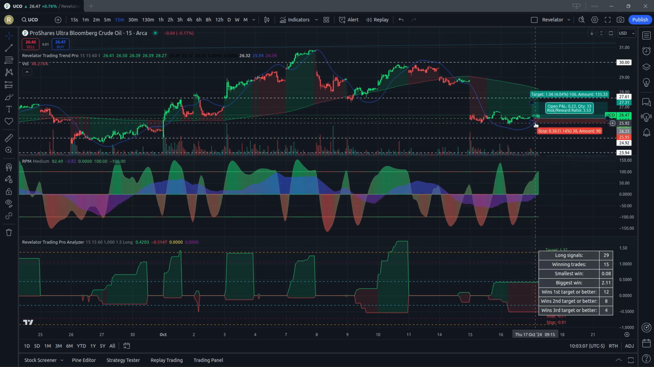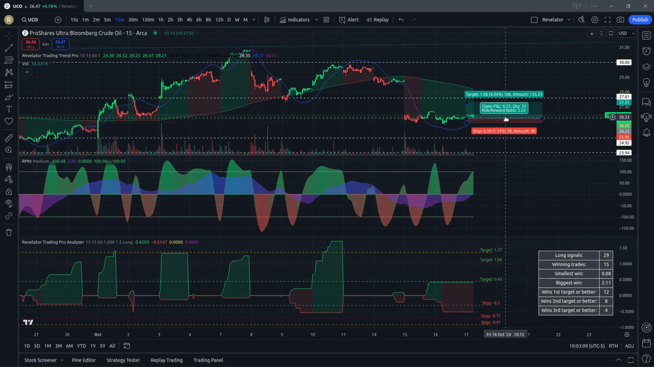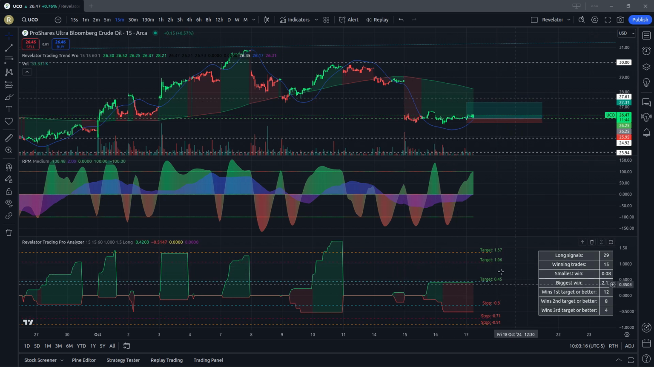So you can see I've got a fairly tight stop, a 1.14% stop, and I'm shooting for a 4.04% reward. And that's all based off of my Pro Analyzer indicator here. We'll talk about that in another video.